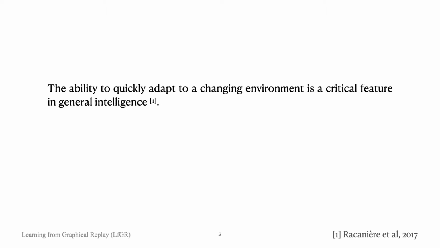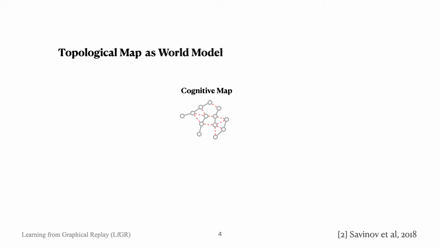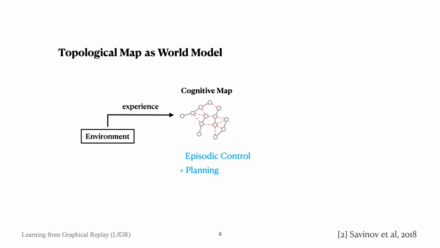The ability to quickly adapt to changing situations is a critical feature in general intelligence. This type of fast learning relies on effective ways to collect new data and strong inductive biases during learning. A promising recent approach in model-based reinforcement learning combines episodic control with planning by constructing a topological world model from observations. Our key insight is that this graph offers a critical structure in organizing knowledge during fast adaptation.